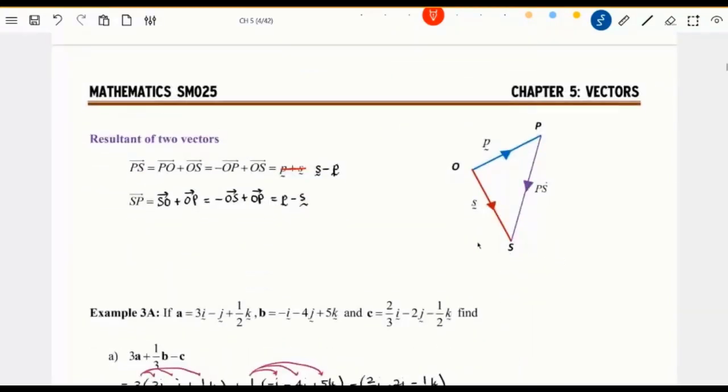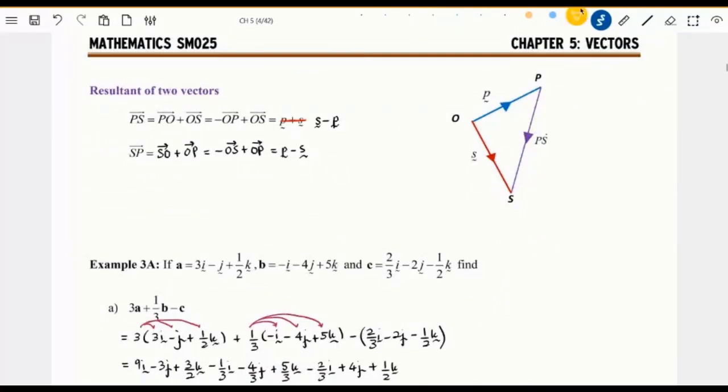Okay, ini ada pembetulan sikit which is on this part. Supposedly we have it as minus P. So the thing that you need to remember, yang belakang tolak yang depan. Okay, so we have it P here.